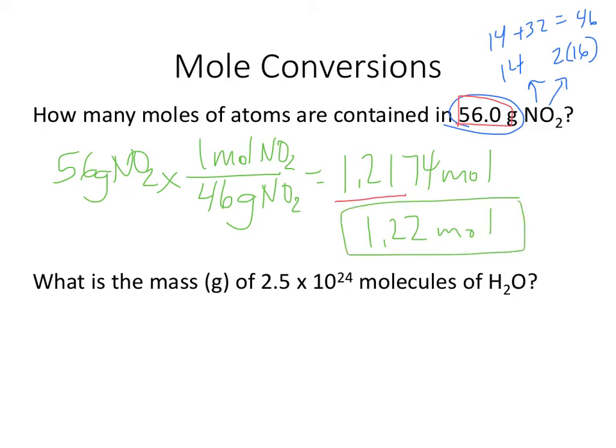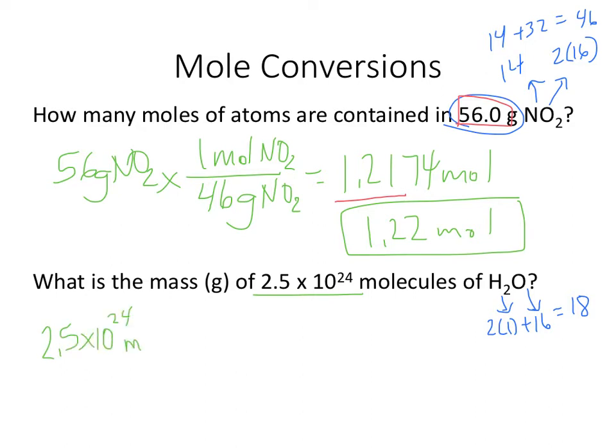The next we have is what is the mass of 2.5 times 10 to the 24 molecules of water. So the first thing we want is the molar mass of water, 2 times 1 for hydrogen, plus 16 for oxygen is a total of 18. So start with the number you're given, 2.5 times 10 to the 24.